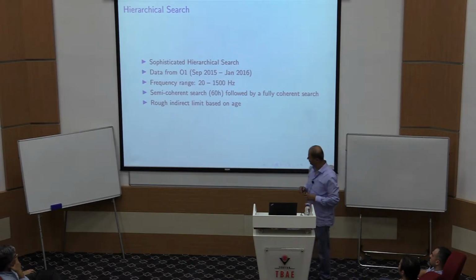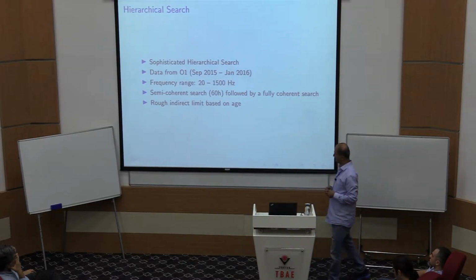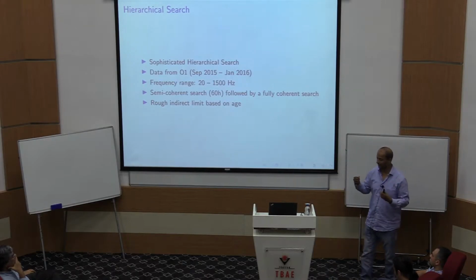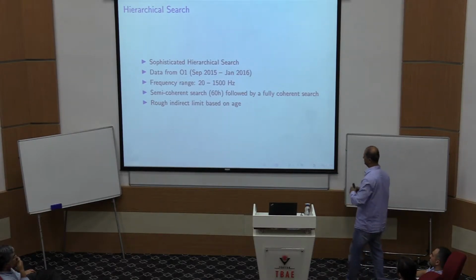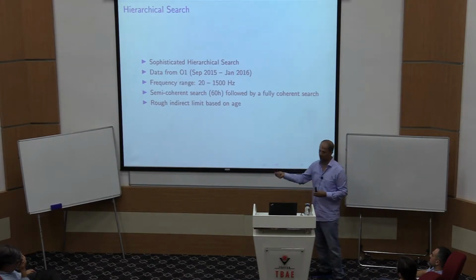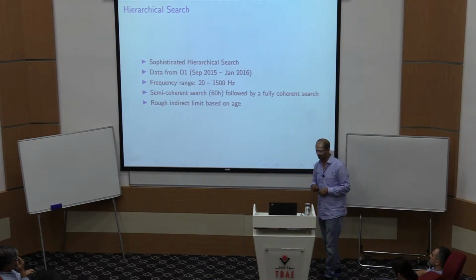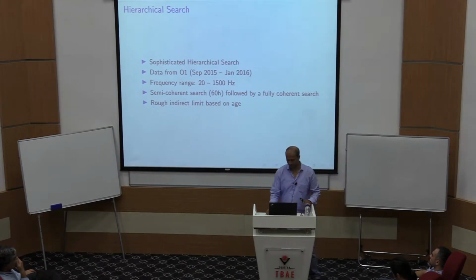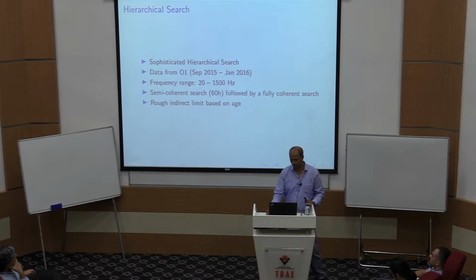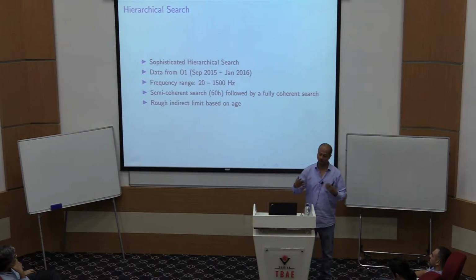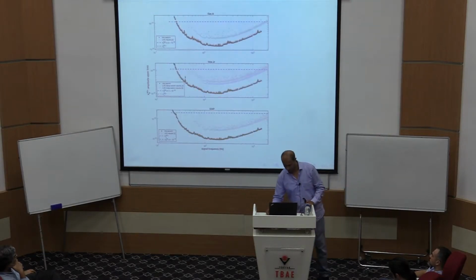And the other thing I should say is that for such things for which you know the age, you can also get an indirect limit on the amplitude, just like the spin down limit. And this is based just on the age, which sets a limit then on the spin down and the frequency of the system. So even in this case, there's some rough estimate for what the amplitude that you expect should be. So the goal is to beat that and beat that by a lot. So this is the result.